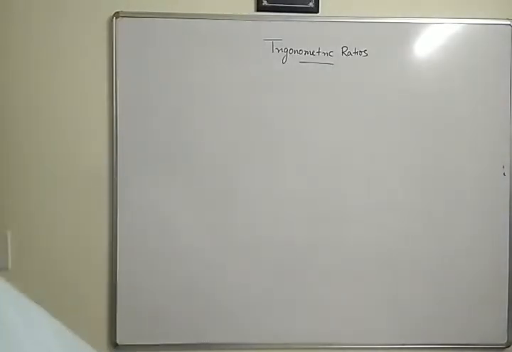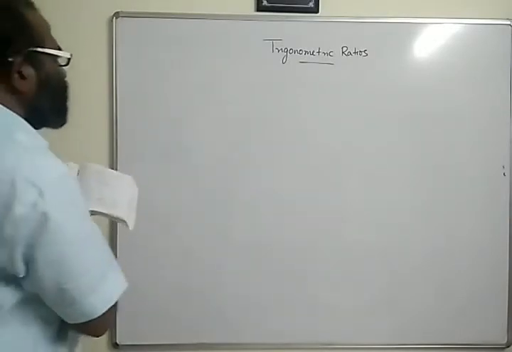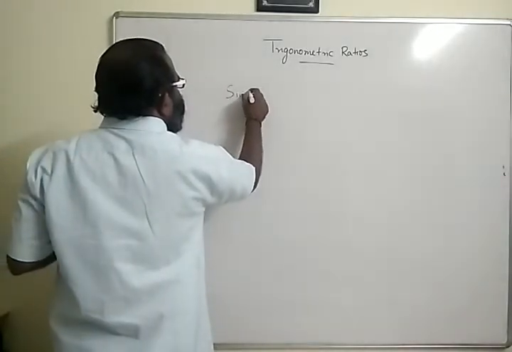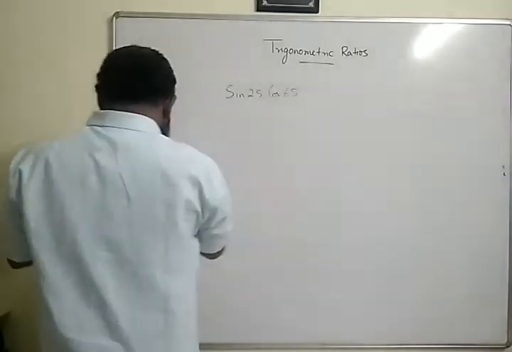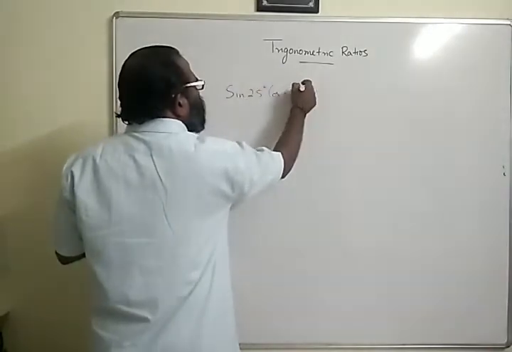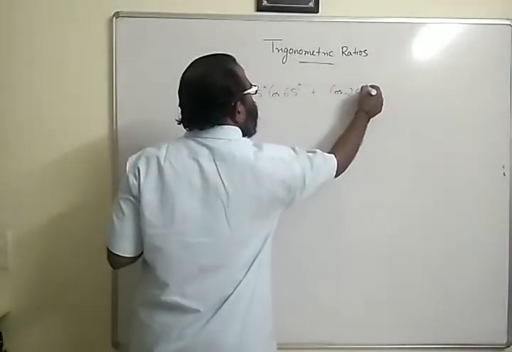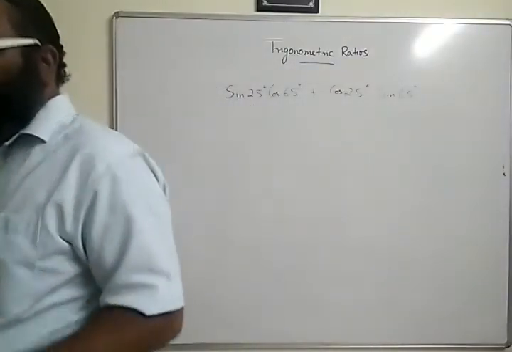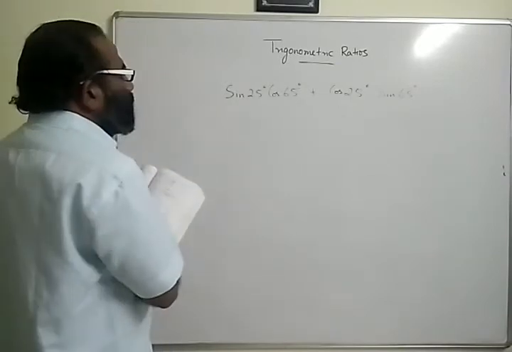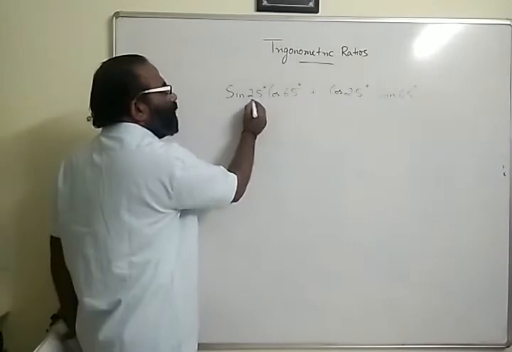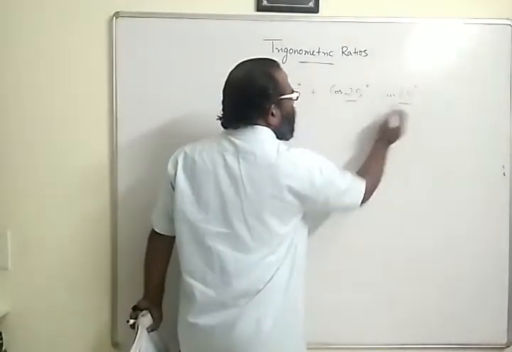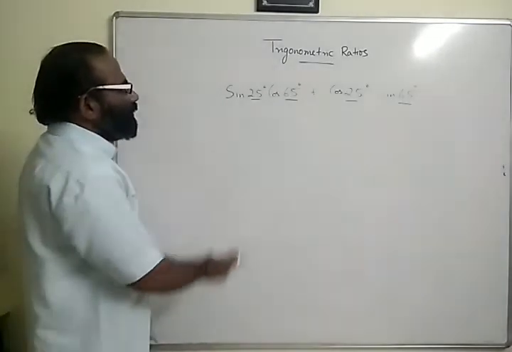The next question is sine 25 cos 65 plus cos 25 sine 65, all in degrees. Here too, what do we see? We see 25 and 65, and when you add that it becomes 90. Here too you have 25 and 65, which becomes 90. So let us see what we can do.